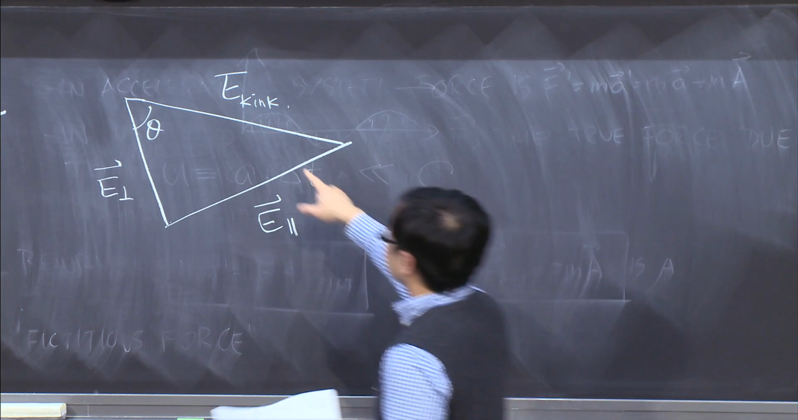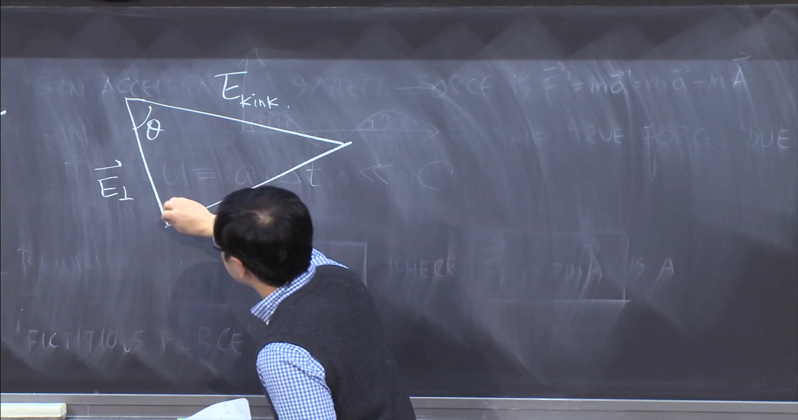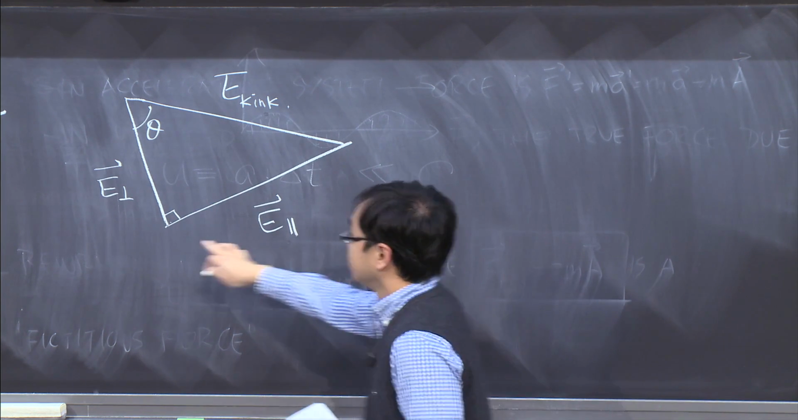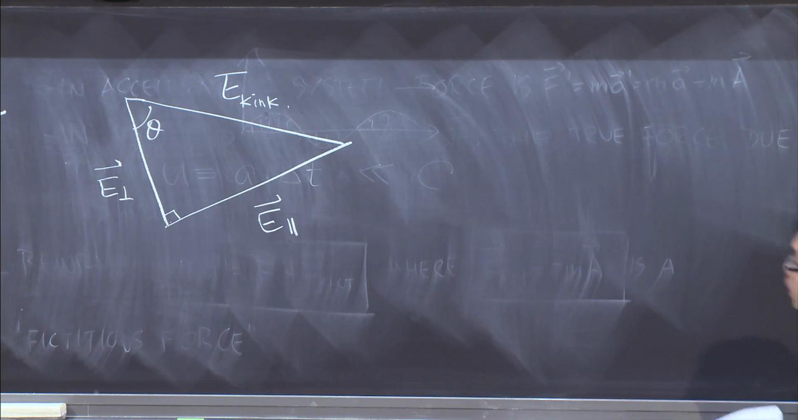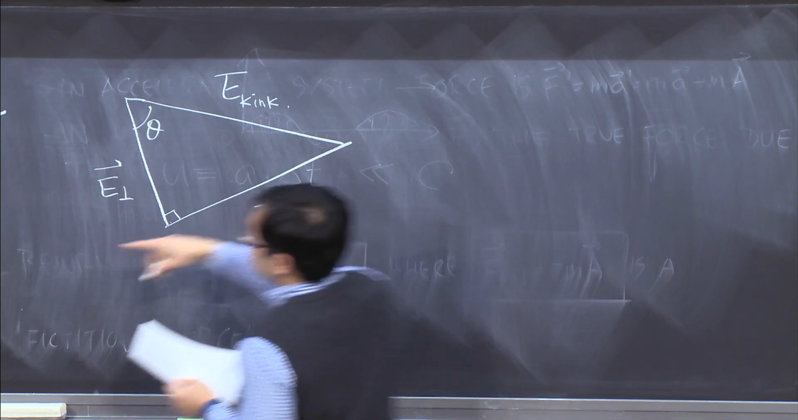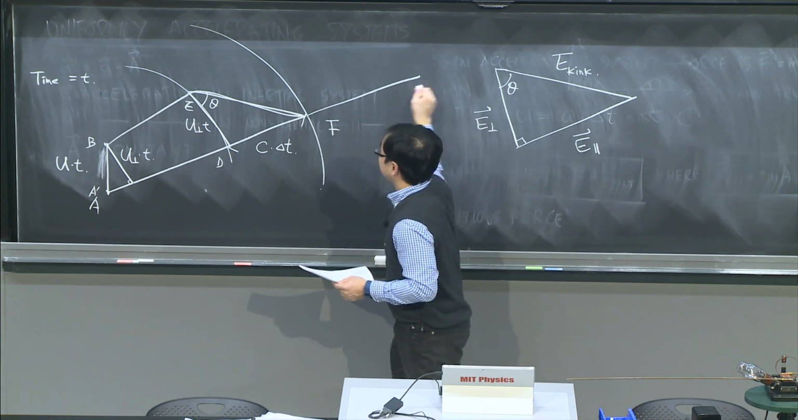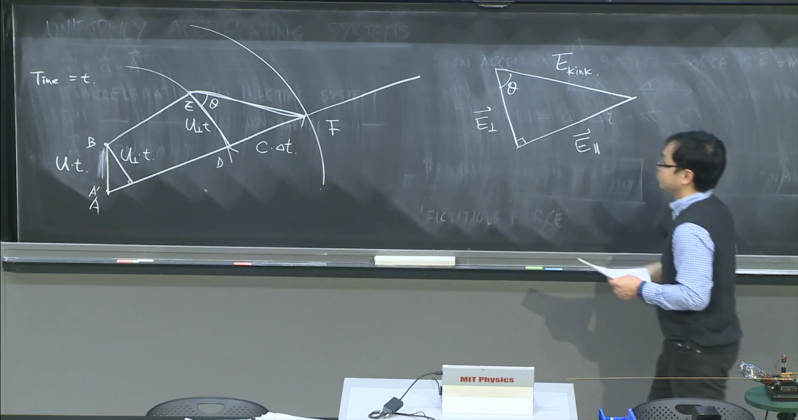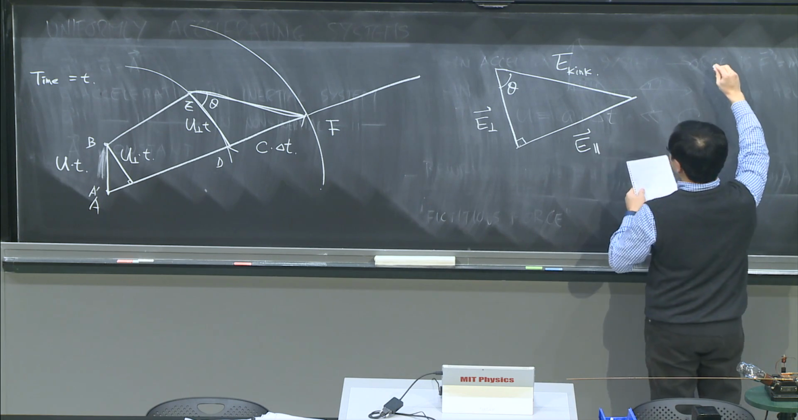Basically, this E kink is what we want to figure out, and the E has the following two components: one is E parallel, the other one is E perp, the parallel and perpendicular components to the AF line. We can already make use of the similarity of these two triangles. This field line is purely geometrical, therefore I know what theta is from this geometrical argument. So what is theta?